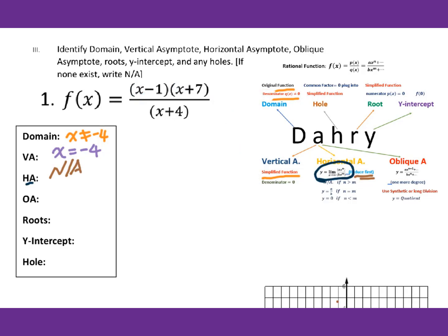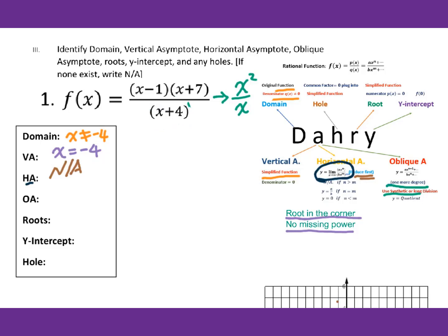For oblique asymptote line, keyword is 1 more degree. Numerator has 1 more degree than denominator. Yes, it is. See, x squared, this one is x. So we got to use synthetic division or long division. Since our denominator is linear, synthetic division is a better way to do it. For synthetic division, remember, root in the corner, no missing power.